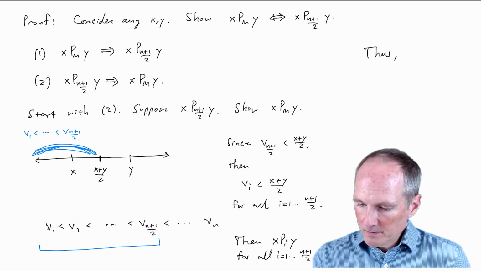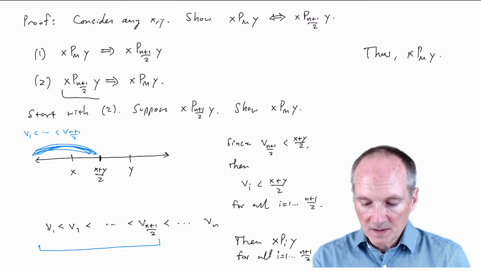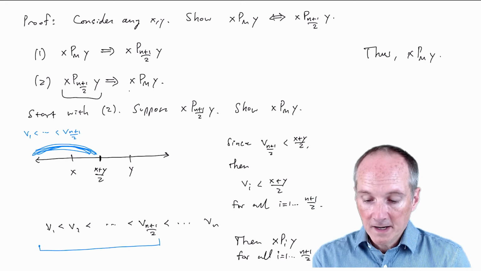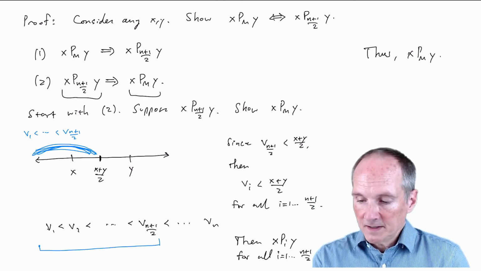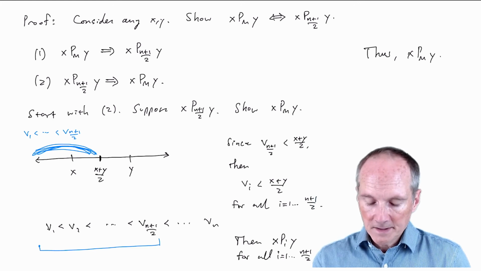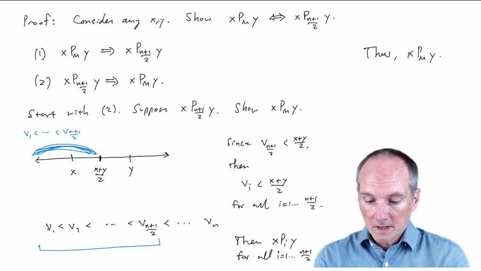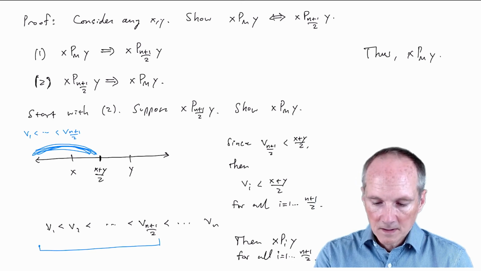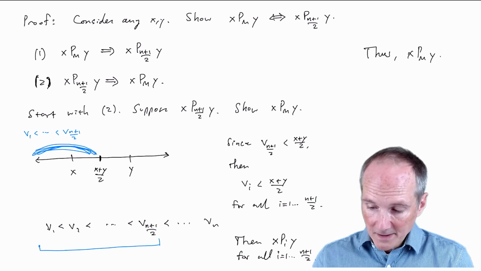Put that up here. All right, so what I've done is I said, well, let's suppose that the median preferred X to Y, and I showed that then X beats Y. So I've proven that conditional statement, and that finishes the proof of this second conditional statement. Now we have to get back to number 1.